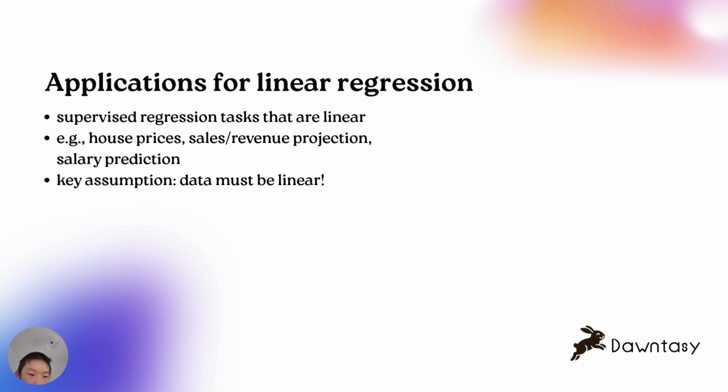Linear regression has many applications involving supervised regression tasks that are inherently linear by nature. These could include house prices, sales and revenue projection, and salary prediction. But the key assumption that underlies all of this is that the data must be linear.